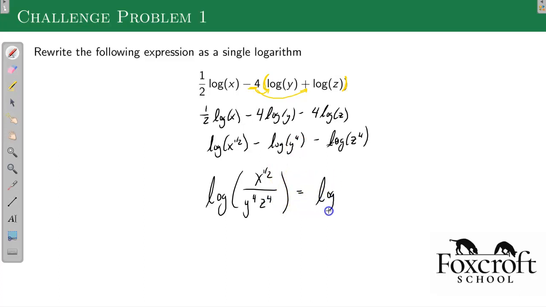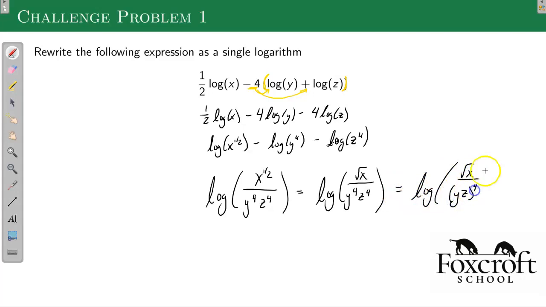One other way you could write it is x to the 1/2. We know that's the square root of x. That's generally the way you would see it if someone was writing a solution for this. Another thing is these both have a 4 exponent, so one way you might see someone write it is like this. Y and z are both being raised to the 4th.